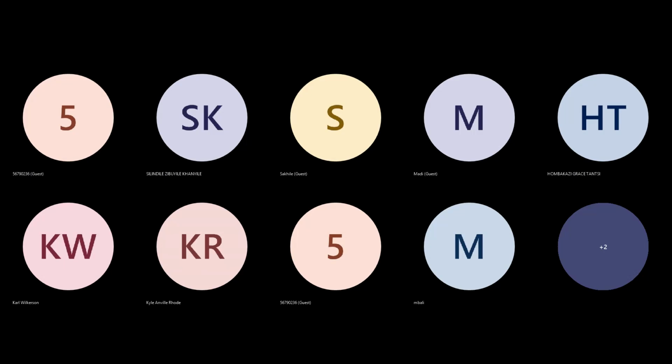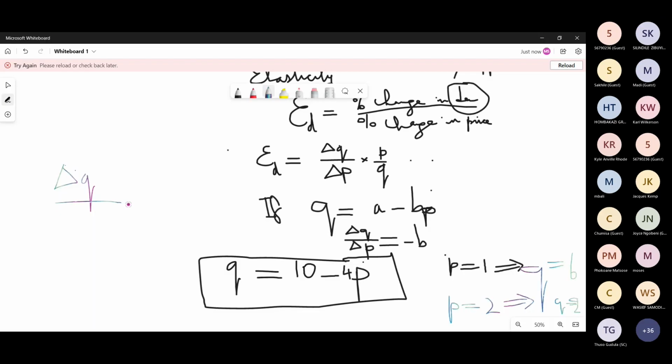Delta Q over delta P. What is that now then? The new value of Q is 2, and the old value of Q was 6, right? Divided by the new value for P is 2, right? And the old value of P was 1. We now take the difference here, and this gives you exactly -4 over 1, which is -4, right?